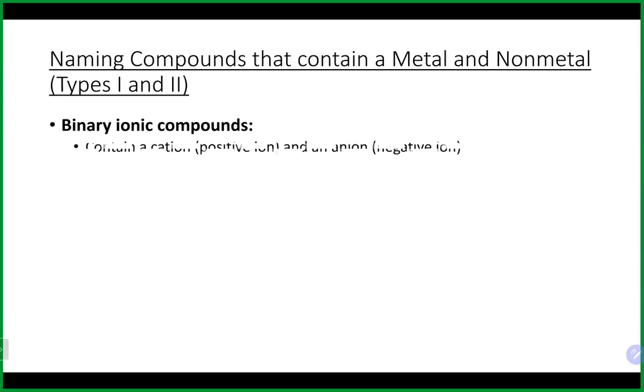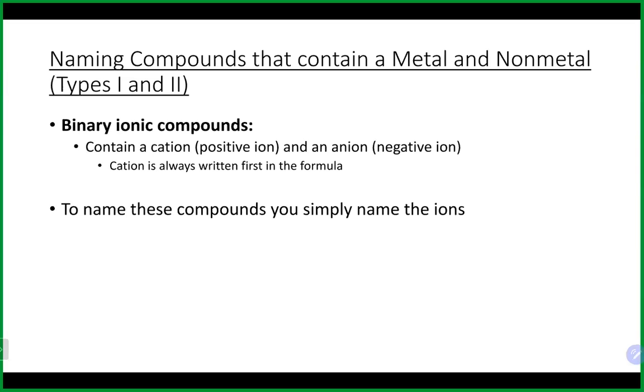So let's start with type 1 and type 2 compounds on the periodic table. Type 1 and type 2 are both metals and nonmetals. These are both ionic compounds, or ionic bonds. And when we have a cation and an anion, the cation is always written first.